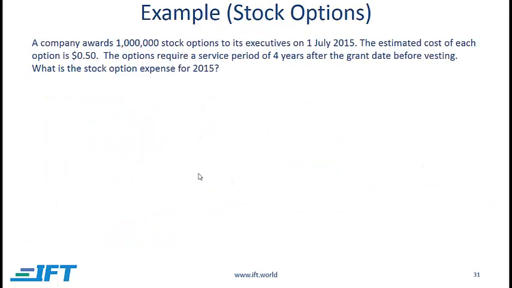Here is an example of what we are talking about. A company awards 1 million stock options to its executives on 1st July 2015. The estimated cost of each option is 0.5. The options require a service period of 4 years after the grant date and before vesting. What is the stock option expense for 2015? So do this before looking at the answer.